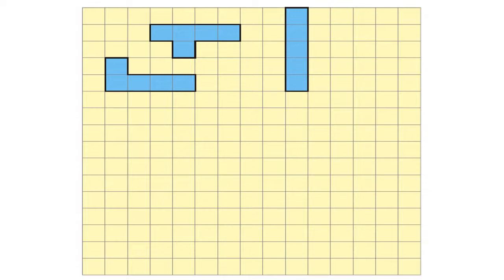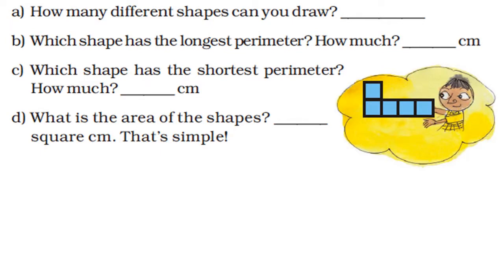Okay, now let us see what are the questions given below this chart in the textbook. Here are some questions just below that picture. How many different shapes can you draw? As you know, how many pentominoes did we draw? We drew 12 pentominoes in total. 3 were already given, the remaining 9 we drew, so total 12 we drew.